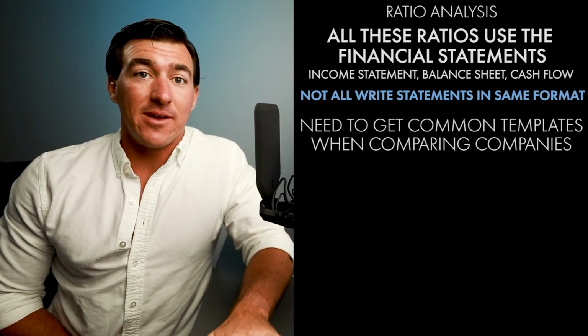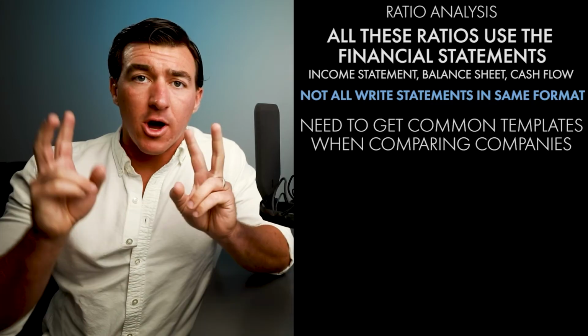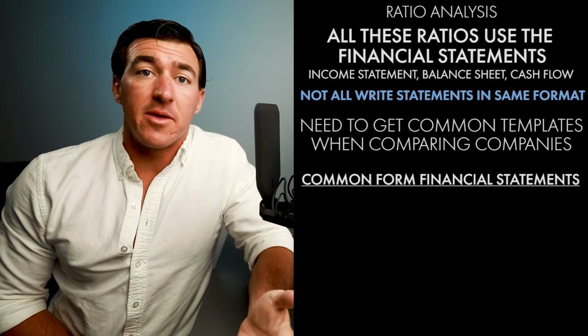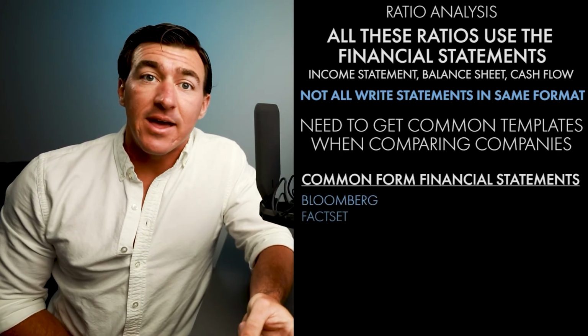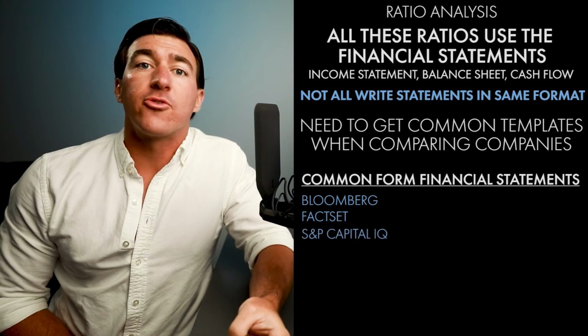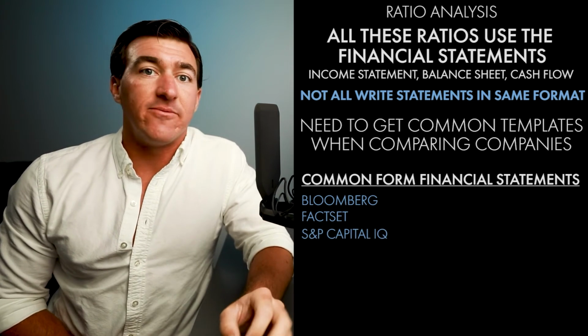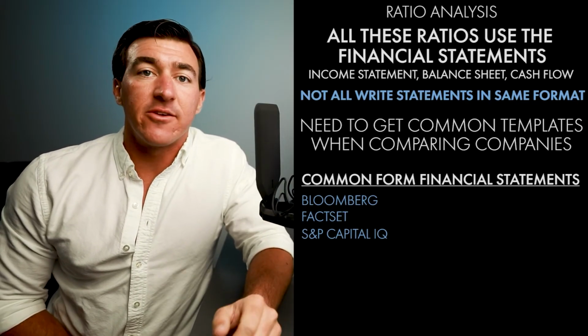You see, there are companies out there that actually do this for you automatically. These companies create what we call common form financial statements. Now, these are the same kind of companies, or some of them are the same kind of companies, that professional investors use. Bloomberg, FactSet, S&P Cap IQ. Those 3 are where most professional investors get their information about how they evaluate companies and what their new quarterly earnings look like and things of that nature.